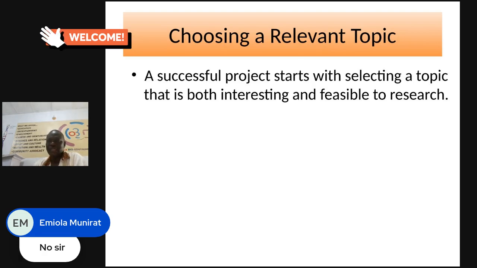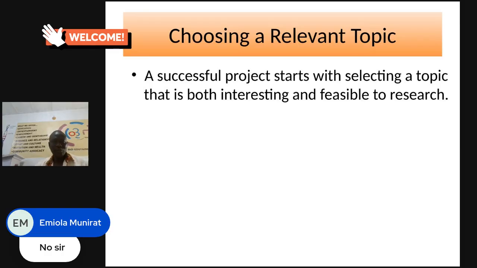Then, choosing a relevant subject or topic, the first assignment that you need to do is to make sure that you choose a topic very relevant to your work. You cannot be in microbiology and choose something that is not even related to your work at all. So you must choose a relevant topic, and a successful project will depend solely on the topic you choose. Your topic should have two characteristics. The first is that the topic should be interesting. The second is that it should be practicable.